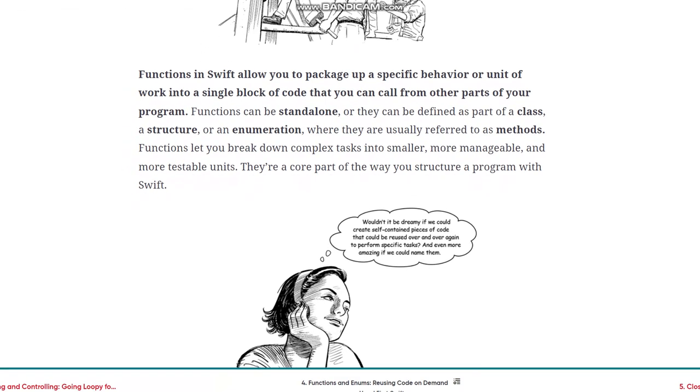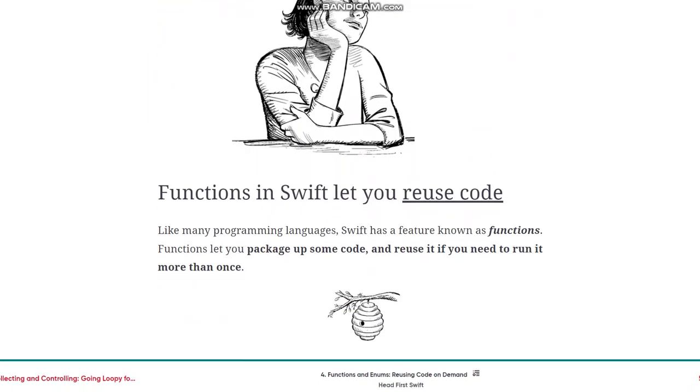Functions allow you to package and specify behaviors into a single block of code that you can call from another part of the program. Functions can be standalone or defined as part of a class, structure, or enumeration, where they are referred to as methods. Functions also let you break down complex tasks into smaller, more manageable, and testable units. They are also part of the way to structure a program with Swift.